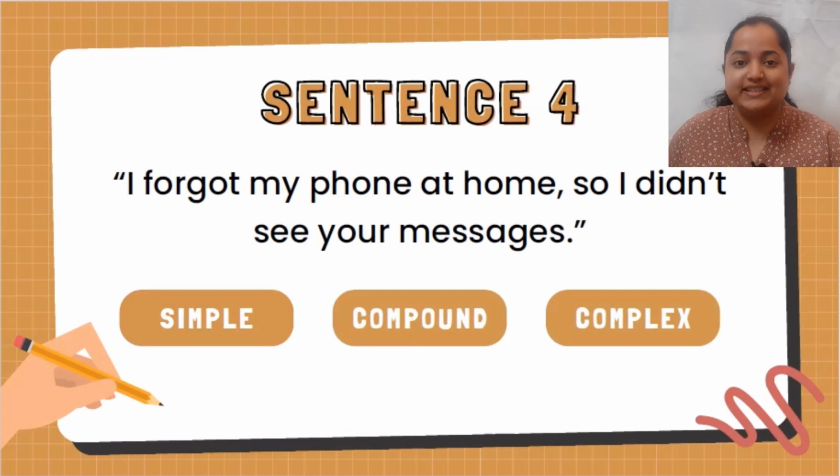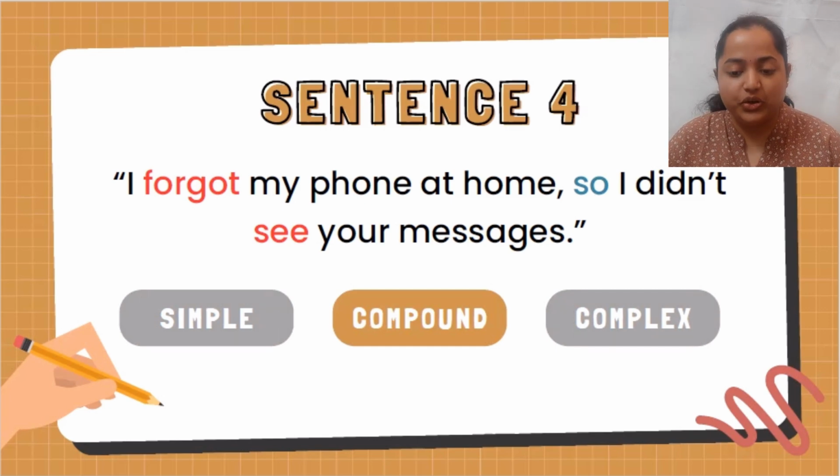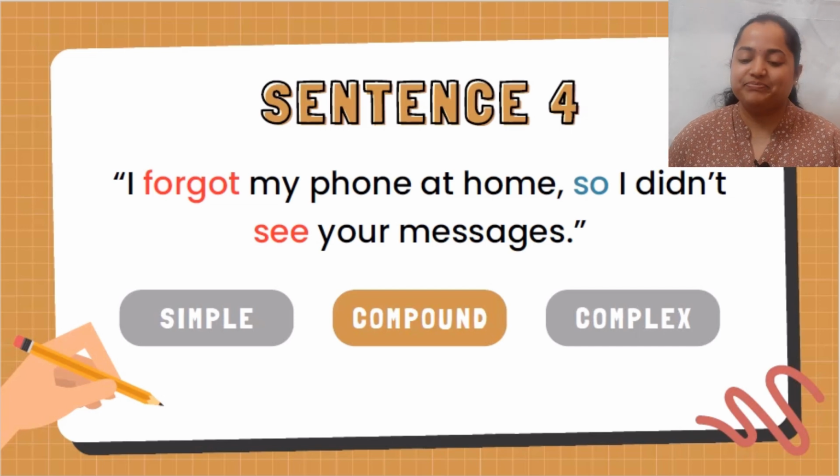Which type of sentence is this? You are right, this is a compound sentence because it has two independent clauses joined by a coordinating conjunction. So, there are two verbs, I forgot is the verb, and I didn't see is the verb. So, there are two verbs with two independent clauses.